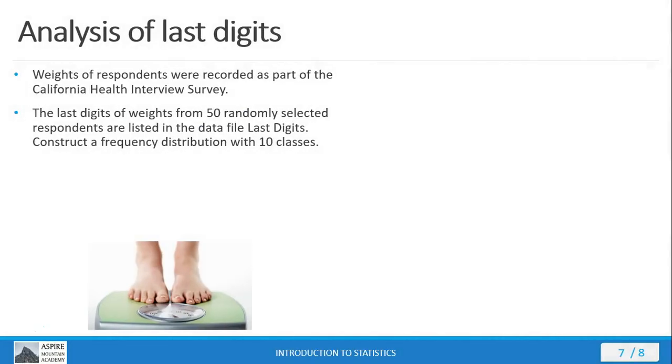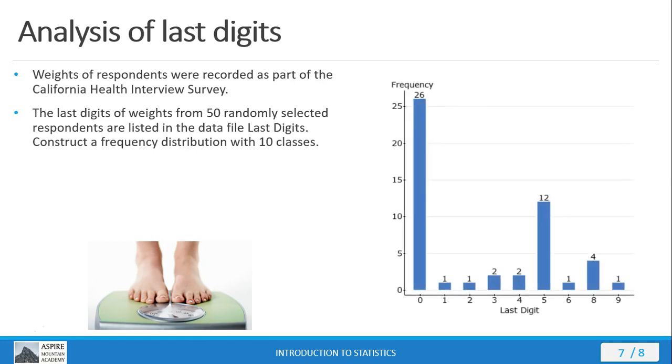Okay, here we have the frequency distribution from the last digits data file. Here's what we're looking at. The California Health Interview Survey collected health data from California residents. The weights of 50 randomly selected participants were then taken, and the last digit from each weight measurement was placed in the data file. Now we've already constructed the frequency distribution, and it looks like you see here.